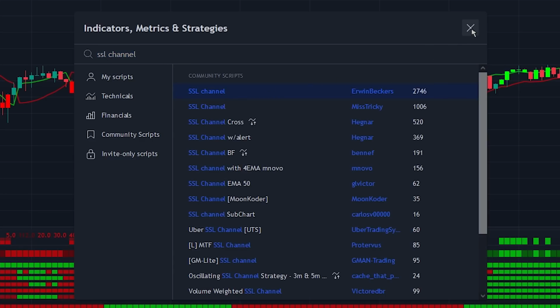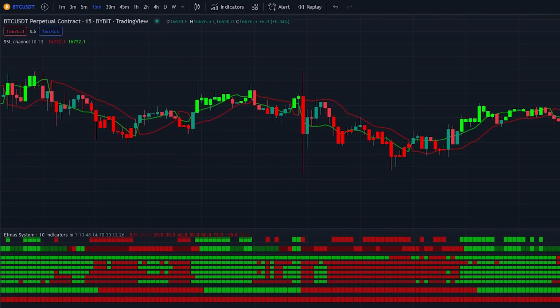Now let's take a look at when to enter into a buy position when using the FMS indicator.